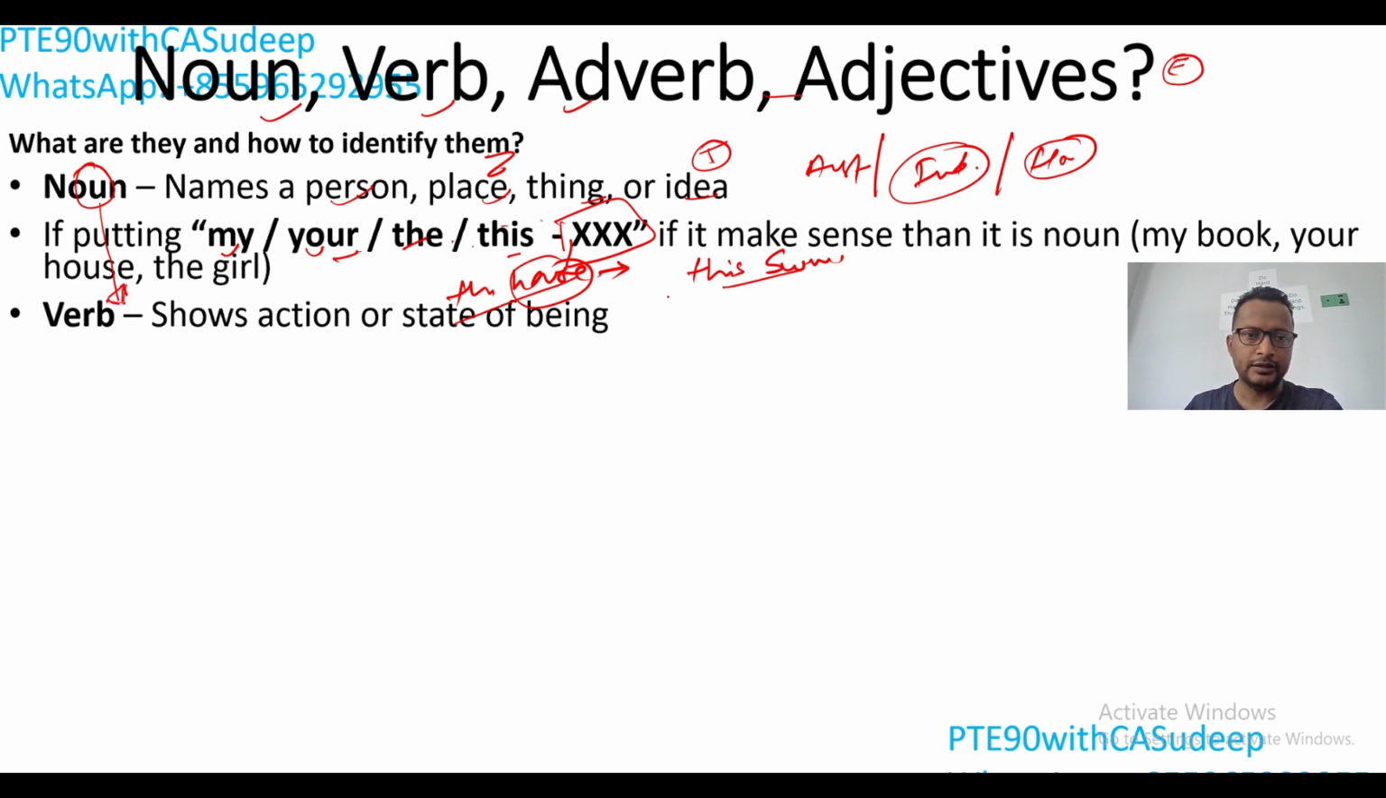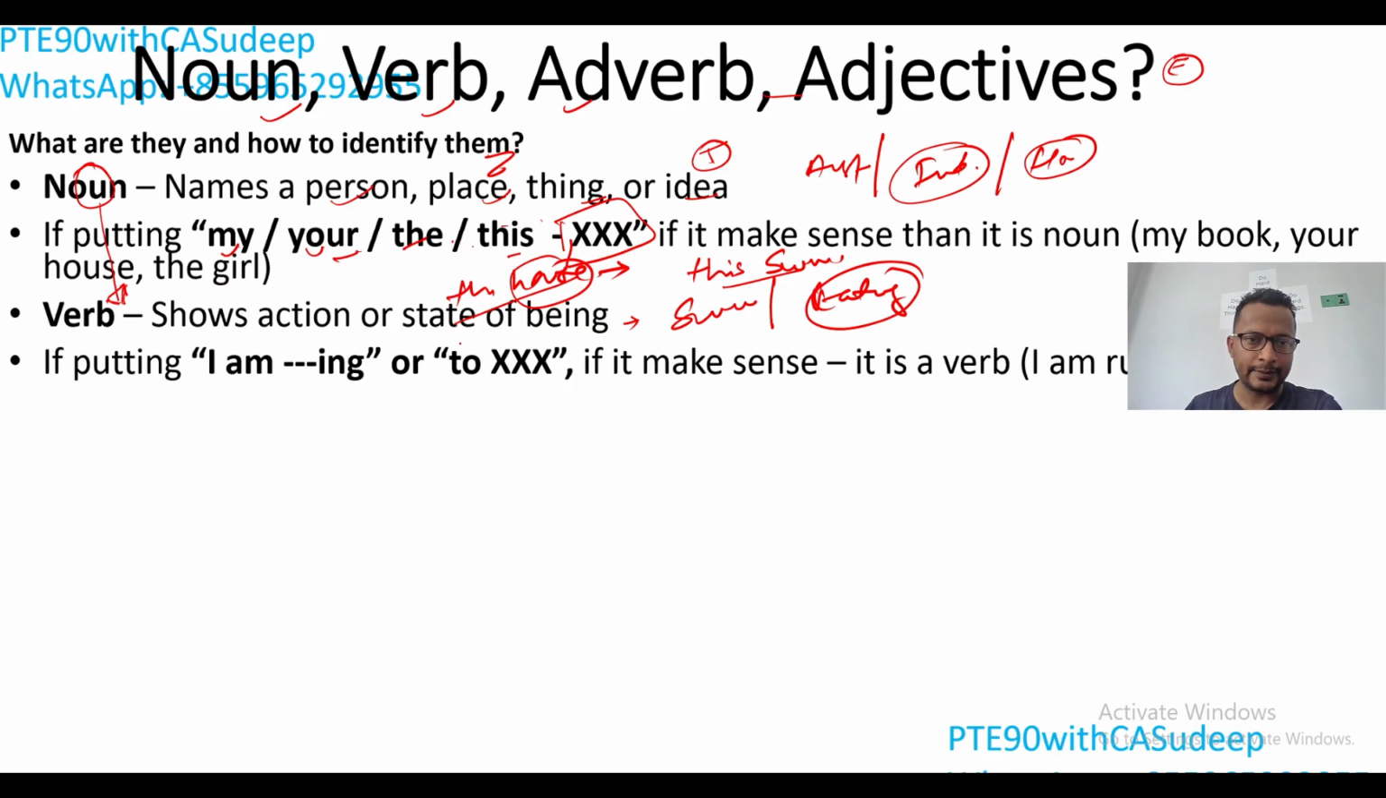For example, how to identify? Like swimming. Swimming is a verb, right? Eating is a verb. It shows the action. But how to identify in a correct way? There's a way: put I am before that particular word with ing, and if that makes sense, that is a verb. Or simply put to in front of that word, and if that makes sense, then that is a verb.